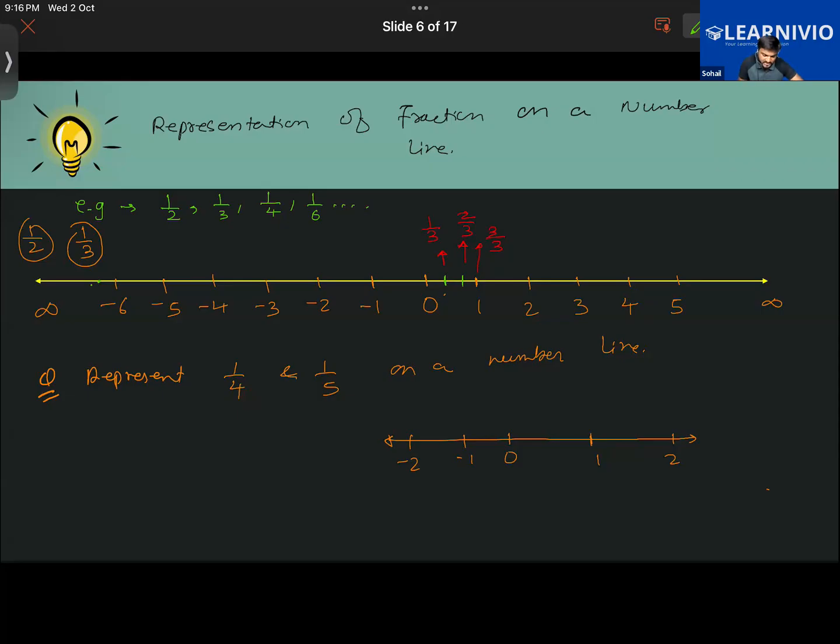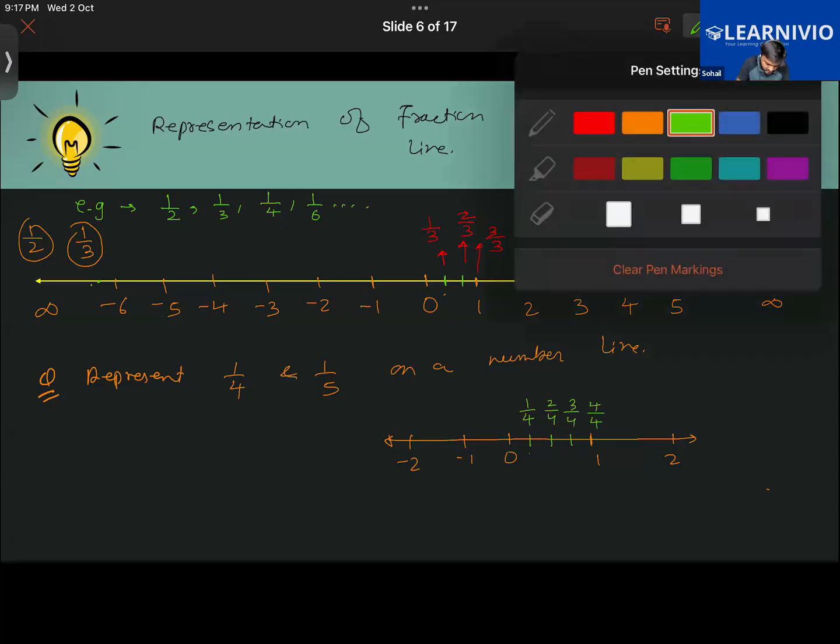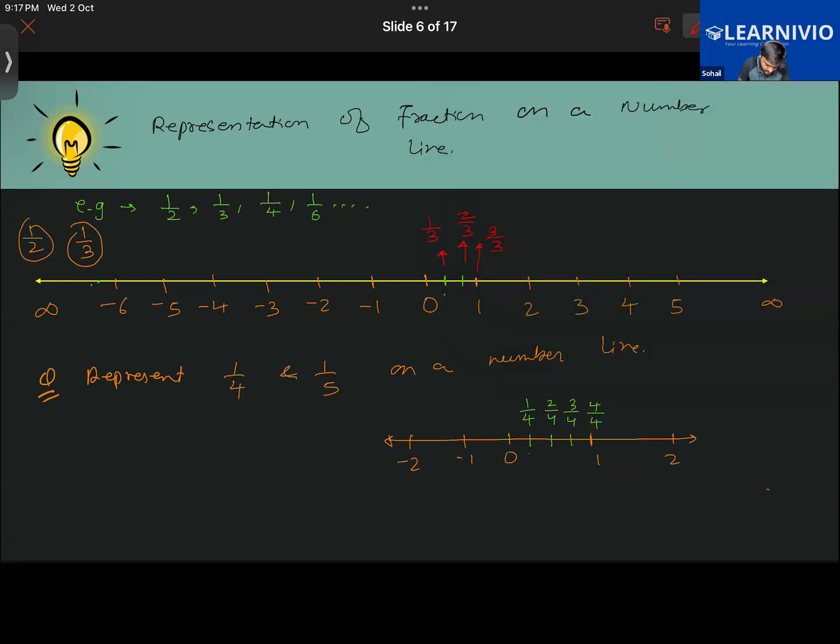So how many markings should I do here? 1, 2, and 3 now. There has to be one less marking than the denominator given here. Like if I have to divide into 4 parts, I will have to do 3 markings here. So the 4 will be on 1. The first one will be 1/4. This one will be 2/4. This is 3/4. And that one is 4/4. Got this?